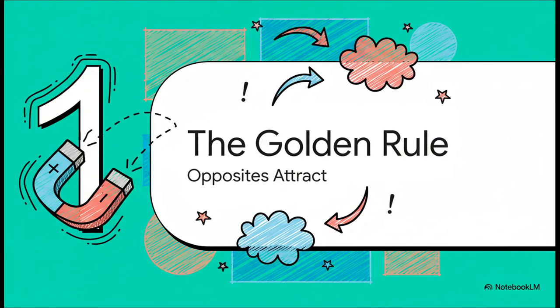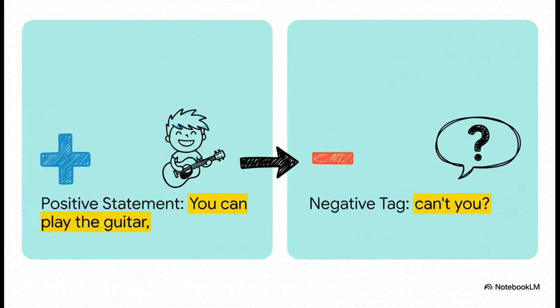Now, if you only remember one thing from this whole explainer, please make it this. The golden rule, the number one rule of question tags, is that opposites attract. It really is that simple. So, if your main sentence is positive, something like, you can play the guitar, then your question tag has to be negative. Can't you? See? A positive statement gets a negative tag.